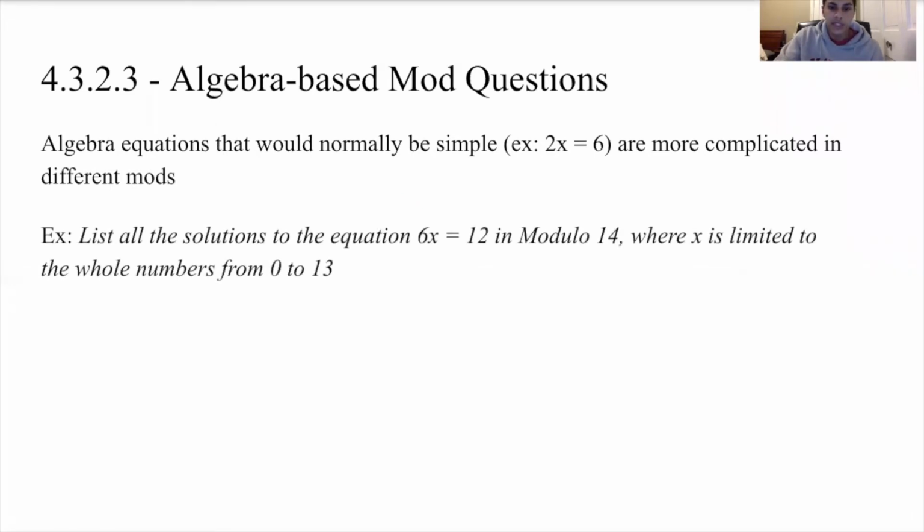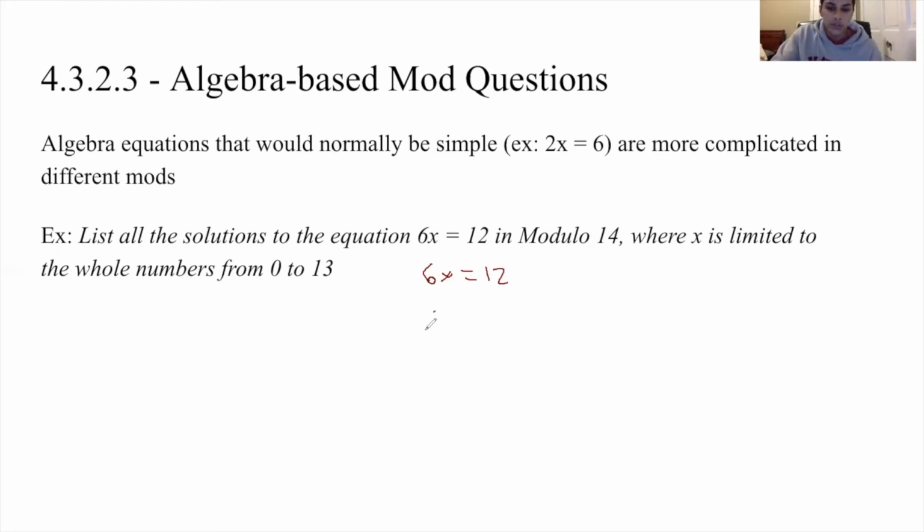So here I have an example question: list all the solutions to the equation 6x equals 12 in modulo 14, where x is limited to the whole numbers from 0 to 13. So the strategy when you're solving these questions is you need to think about what these numbers are going to be equal to, or what x multiplies to, before it's simplified in the mod. So if we're talking about 6x equals 12 in mod 14, we could say 6x is going to be equal to 12. And then if we solve that, we would get x equals 2, and that would be one of our values of x.